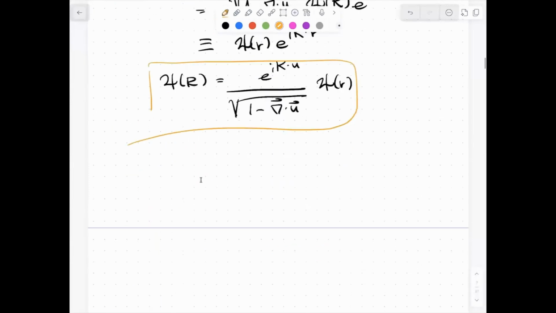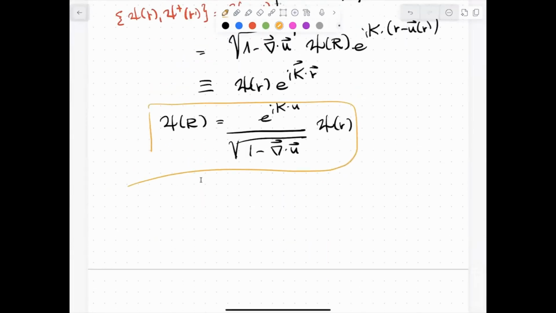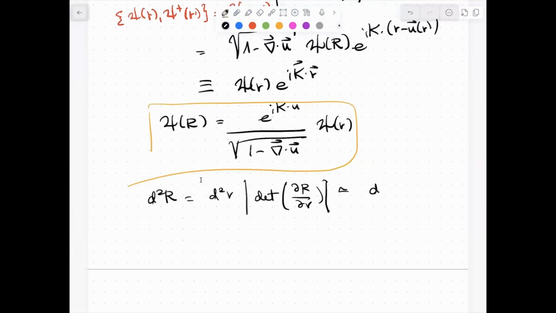All right. Next, we have to play the same game with the measure, which again picks up the same sort of determinant factor, which again you can approximate. Oh no, I lied. Like this. And then finally, you also need to rewrite the derivative.